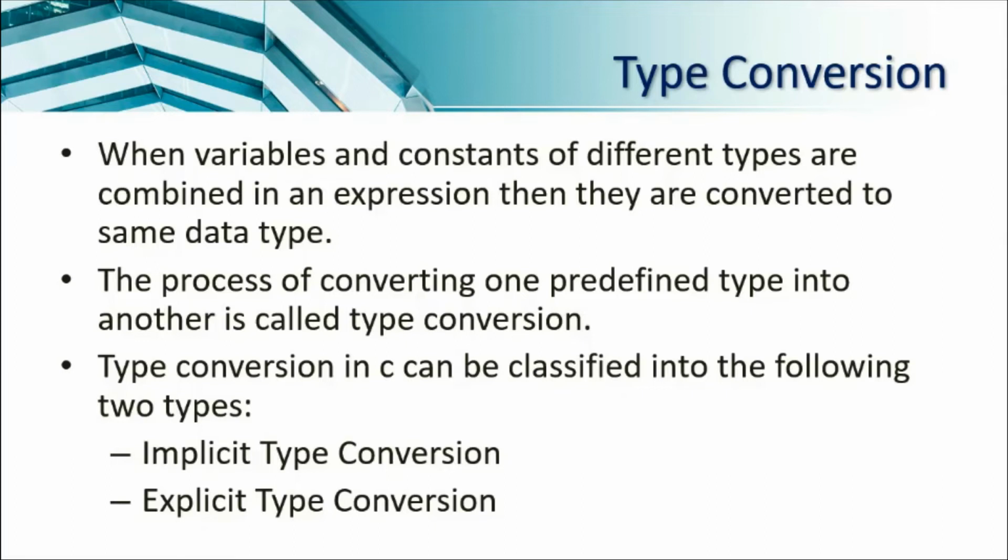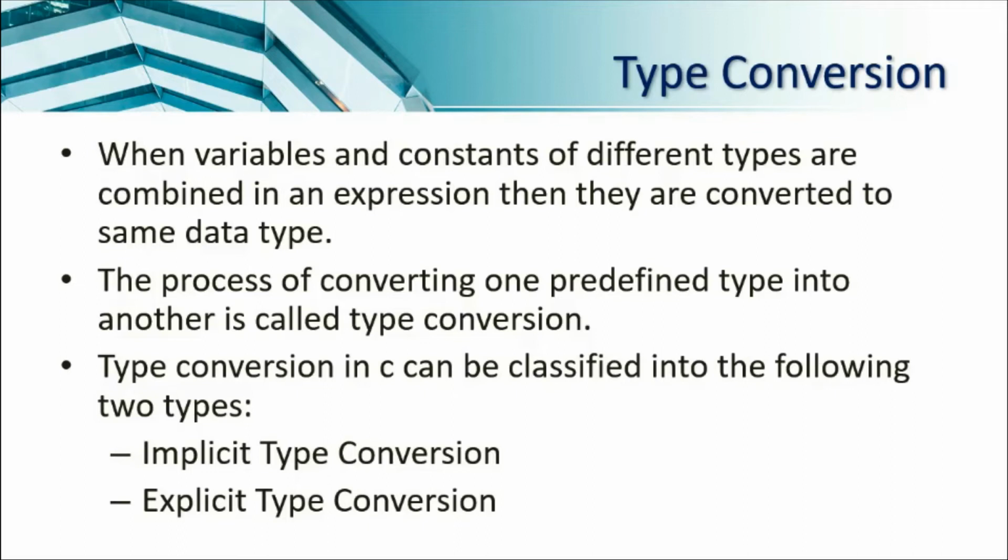So what happens in C programming is that even though the different variables or constants in an expression are of different data types, they are converted to the same data type in order to do the calculations. That is what is happening. The process of converting one predefined type into another is called type conversion. Say an integer is to be converted to float in some cases. That is known as type conversion.